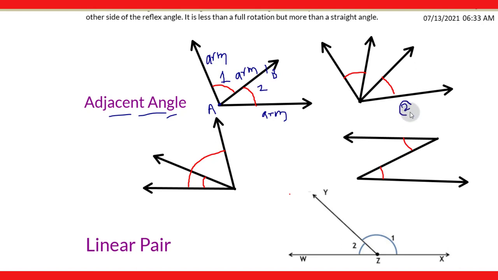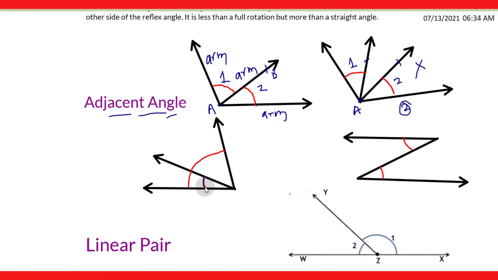Now see the second figure. In the second figure, let this be angle 1 and this be angle 2. Here you see that these two angles seem to be neighboring, but are not exactly neighbors. Why? Suppose this point is A. The vertex is common: for angle 1, A is the vertex, and for angle 2 also A is the vertex. The vertex is common but the arms are different. This is the arm of angle 1 and this is the arm of angle 2, so these arms are different, not common. They do not share a common arm, and therefore we do not call such angles adjacent angles.